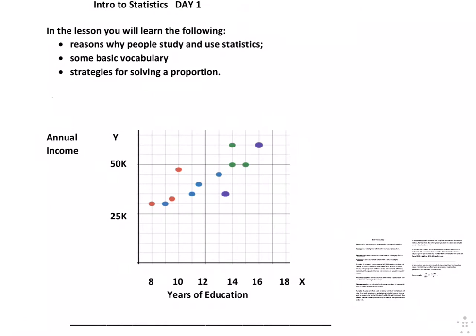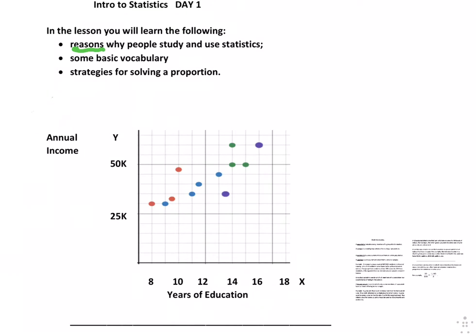Today, what I'm hoping that you get is some reasons why people study and use statistics, a little bit of basic vocabulary, and a strategy for solving proportions. First, I want to start with reasons why people study statistics.